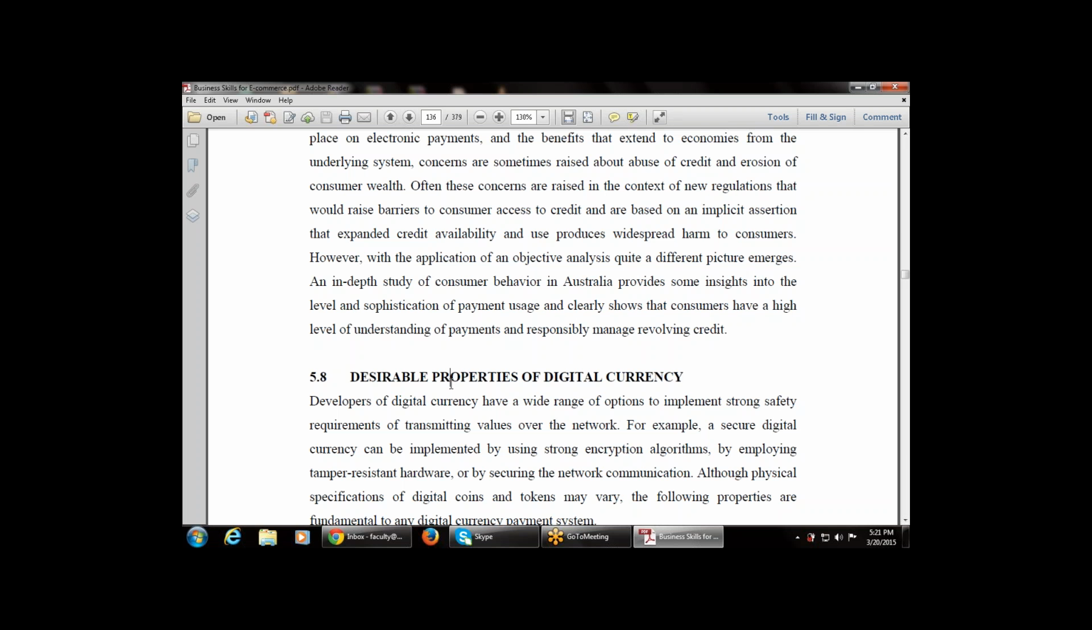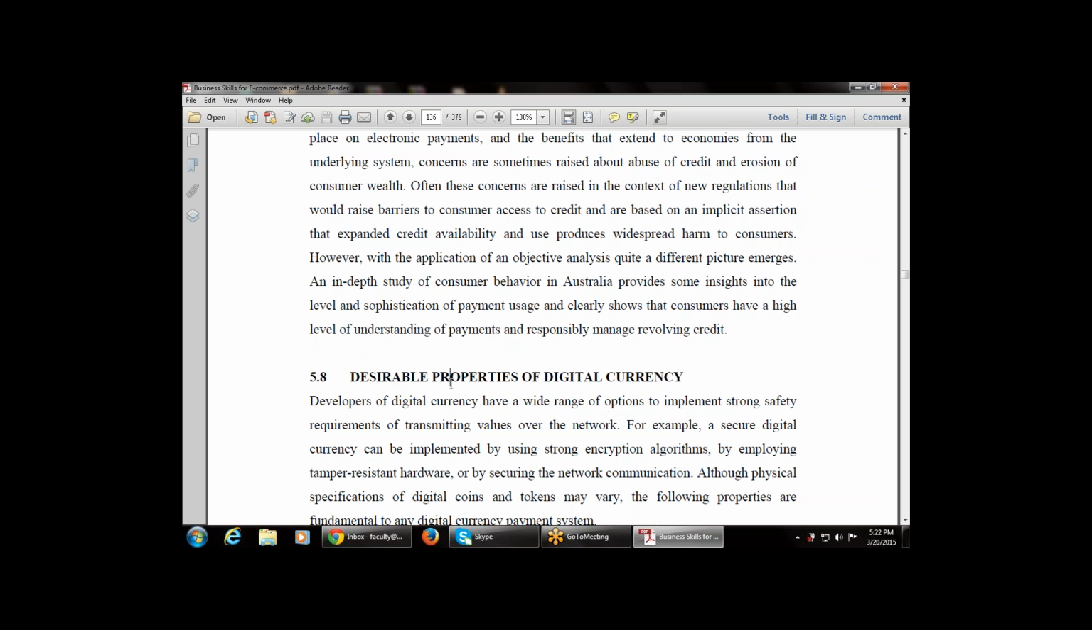This is the developer who develops the digital currency, who develops the e-payment over the network, who has a wide range of options used to implement strong safety requirements of transmitting values over the network. For example, a secure digital currency can be implemented by using strong encryption algorithms, by employing tamper resistant hardware, or by securing the network communication.